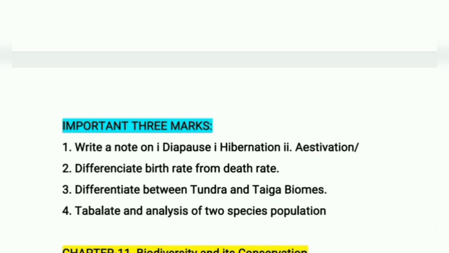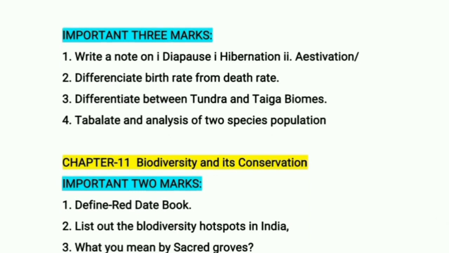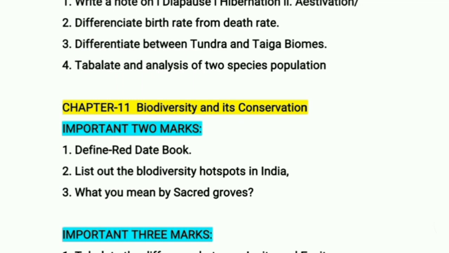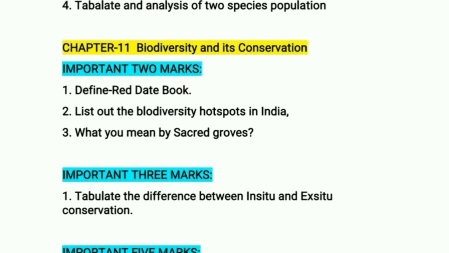Differentiate birth rate from death rate. Differentiate between tundra and taiga biomes. Tabulate and analyse 2 species of population. Chapter 11, Biodiversity and its Conservation.